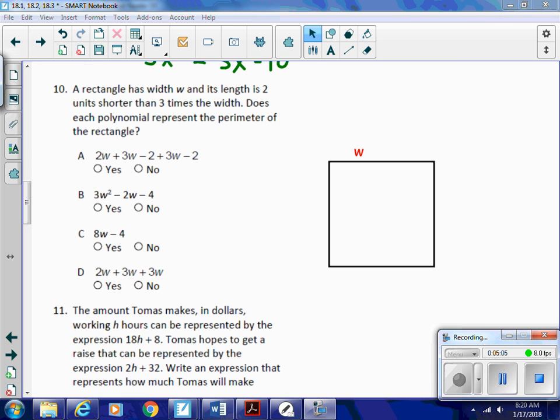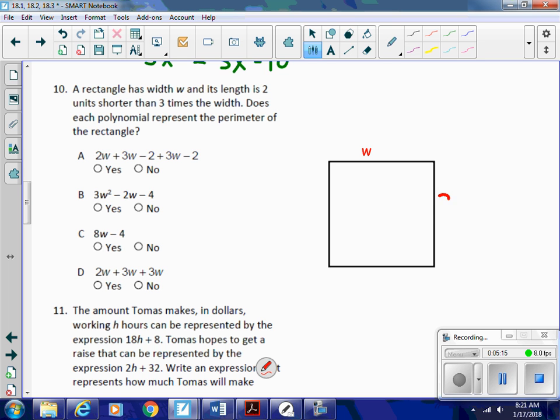On number 10, we've got a rectangle with a width of W, and its length is 2 units shorter than 3 times the width. So 3 times the width is 3W, but it's 2 units shorter. And if this dimension is that, then we have that over here. And if the top is W, then the bottom is W.